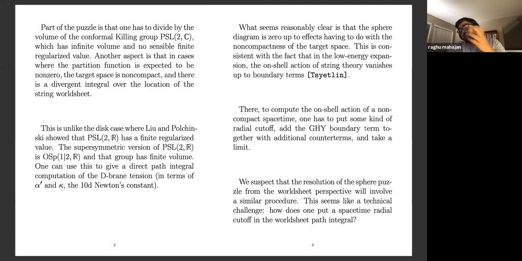Yeah, and I should say there was one paper, I think by Shiraz and Matt Hedrick, that referred to these papers by Seitlin quite a bit. And there's some puzzle, like I think this whole story with the bulk terms in string theory is a bit murky. But we suspect that the resolution of the sphere puzzle from the worldsheet perspective will involve somehow putting a radial cutoff on the space-time on the string worldsheet. So how do we regulate the non-compactness of target space on the string worldsheet? We don't know how to do this, and this is an open problem.